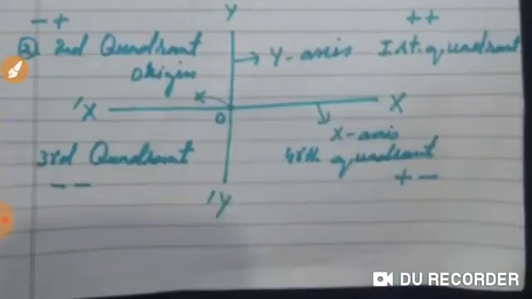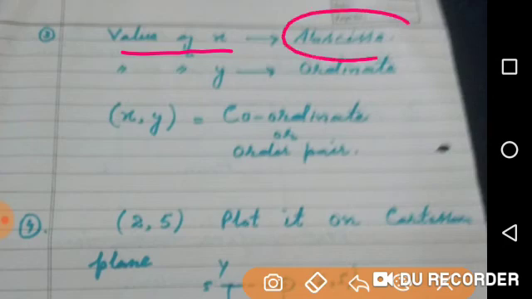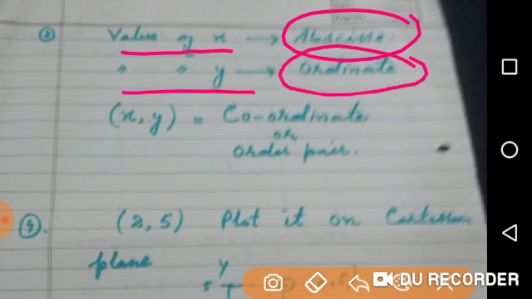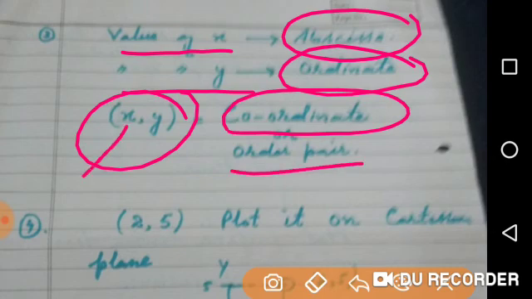Now when you write the values of x, they are called abscissa and the values of y are called ordinates. And when you combine them in the form of a bracket x comma y, they are called the coordinates or simply ordered pair, in which first value is the value of x, second value is the value of y. So first value is abscissa and second value is ordinate. Now this is all about the chapter coordinate geometry.